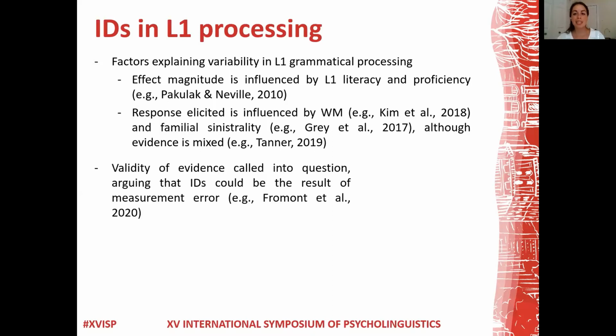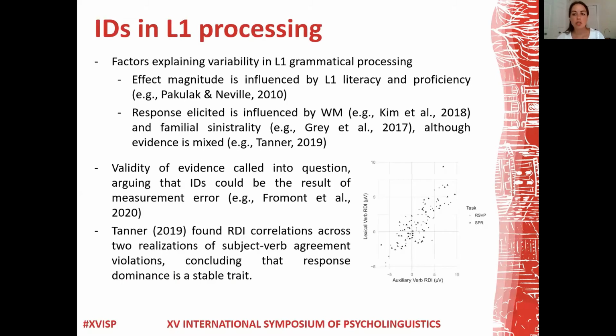In addition, the validity of this evidence has been called into question, arguing that this variability could be the result of measurement error. However, addressing validity claims, Tanner recently showed that individual differences were stable across conditions using the RDI, the measure that I was referring to before, as a measure of individual variability. As you can see in this graph, he found a significant correlation between RDIs in subject-verb number agreement conditions realized through a lexical verb or through an auxiliary verb.